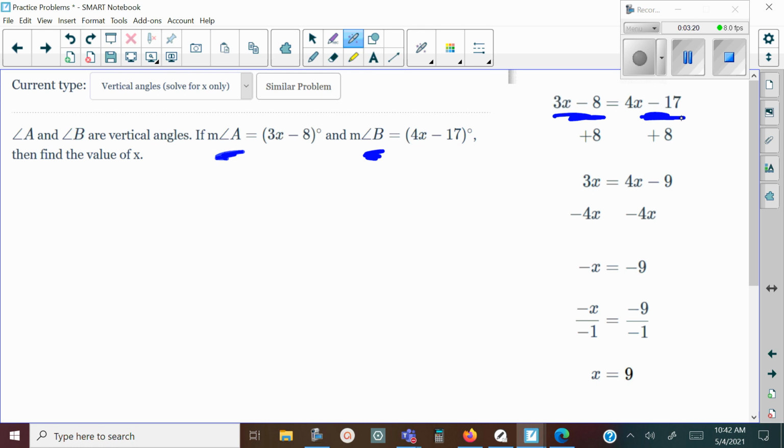All right, so then we add 8 on both sides, and subtract 4x on both sides, and you get a negative 1x here. And that's what I was saying earlier. If you have a coefficient here, you have to divide by that negative 1 on both sides, and then you get x is equal to 9. And on this example, since we're just looking for x, that's the answer.